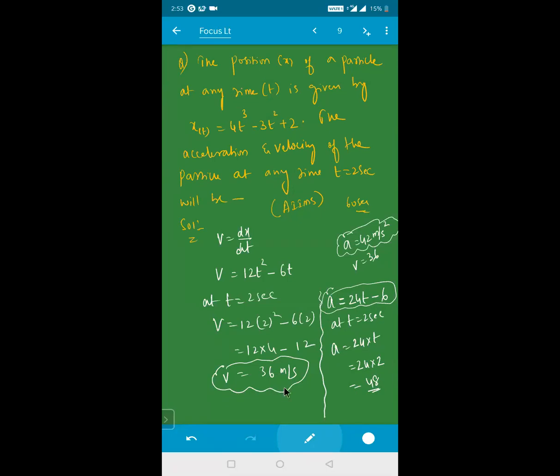Did you understand? If he had not said "any time", and had said the acceleration and velocity of the particle at t equals 2 seconds, then directly at that time we would have written 24 into 2 minus 6. But he is telling us at any time, not only at a certain time t equals 2 seconds. That means you should take acceleration as a function of time only. Got it?